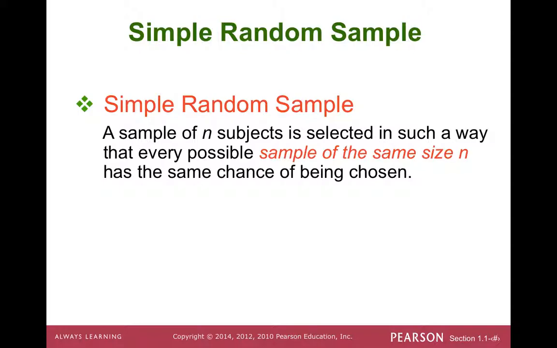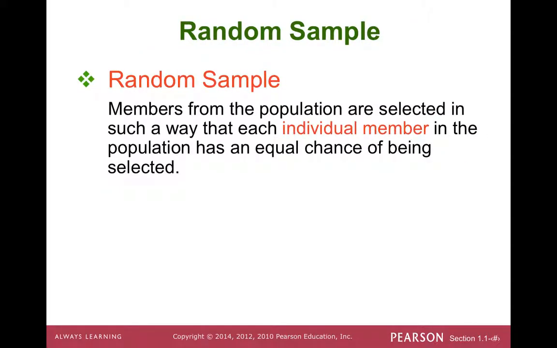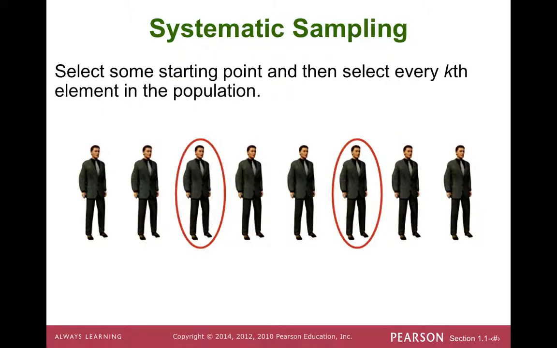Simple random sample is the best way to select subjects, and it's literally name in a hat, draw a name. Everybody has the same chance of being picked, and every group of people has the same chance of being picked. Random sample is a little bit less ideal. Each member has an equal chance, but each group does not have an equal chance.